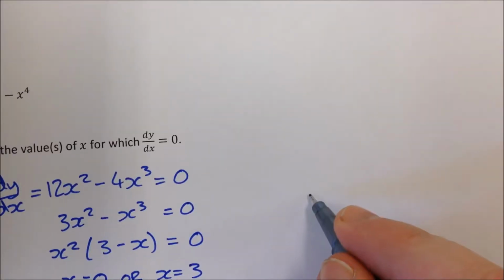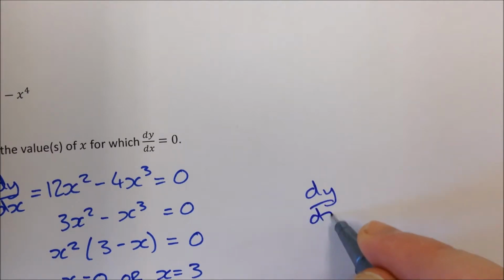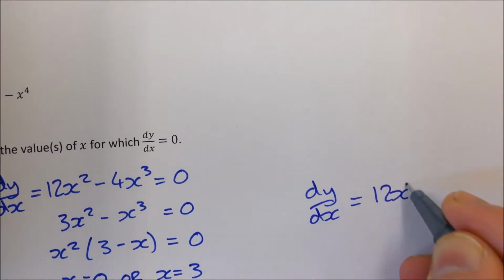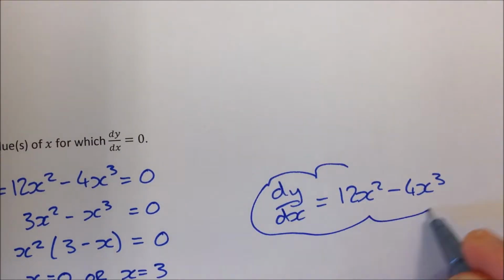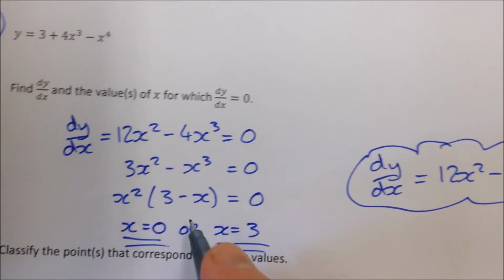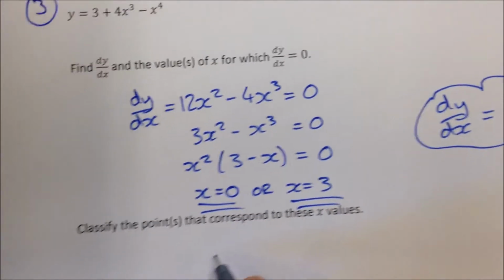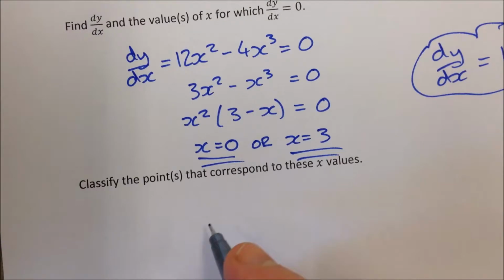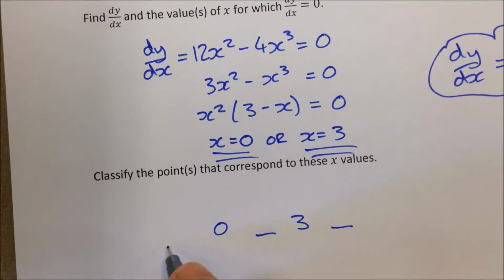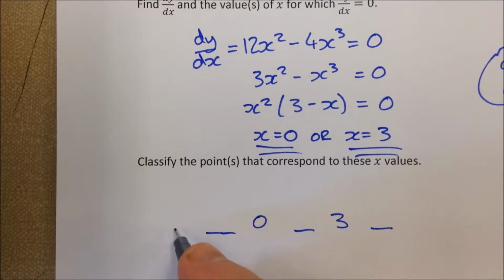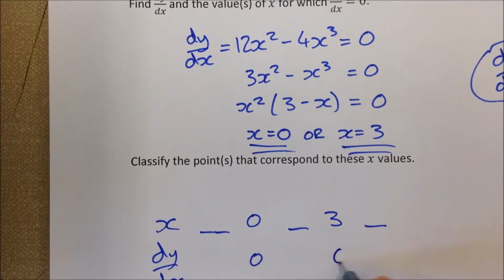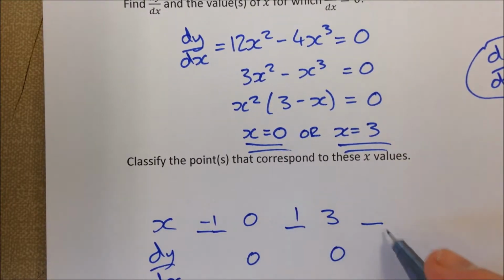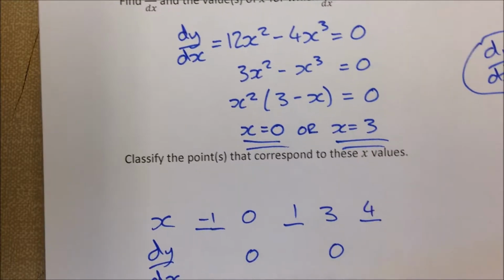Just as a reminder to myself, I'm going to write that my dy/dx equals the original equation, not this one, not that one. Classify the points. So we've got 2 points, 0 and 3. We need a point in between 0 and 3 and a point to the left and right of each of those numbers. We know that this one is 0 and that one is 0, so I'm going to pick -1, 1 and 4.